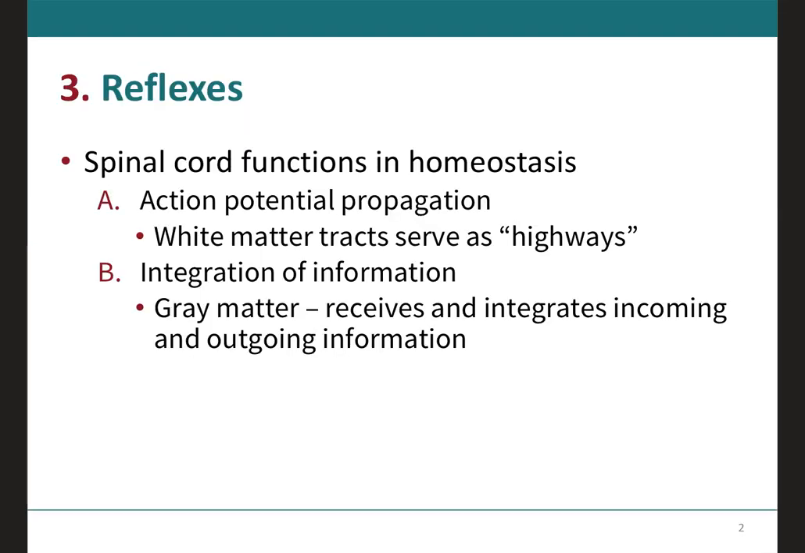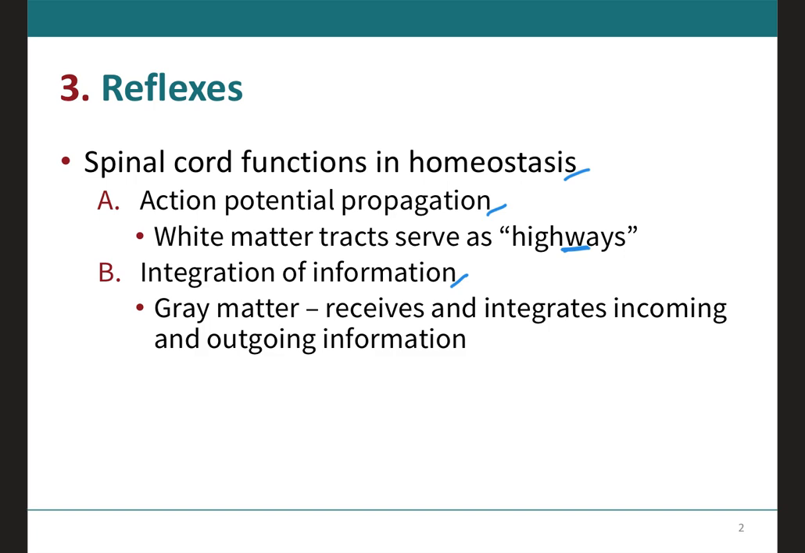The spinal cord has two main functions in maintaining homeostasis. The first one is action potential propagation, and the second one will be the integration of the information that's arriving at the spinal cord. Now, the white matter tracts in the spinal cord will serve as highways or pathways for action potential propagation. And these action potentials can either be sensory or motor.